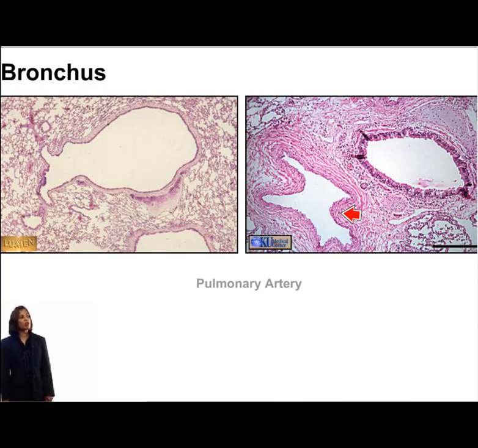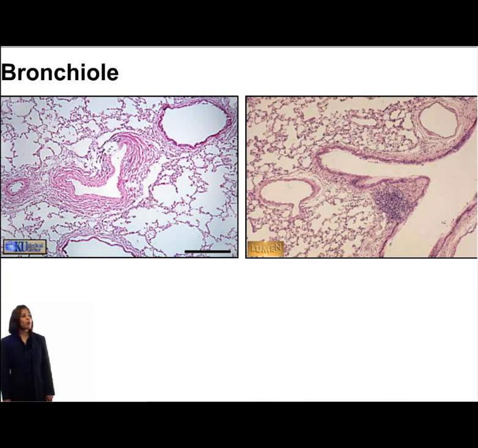Let's now move on to a bronchiole, and we identify it as a bronchiole when there is no cartilage at all. Now you see an uninterrupted lumen lined by epithelium. And on the right image, you are also seeing a lymphatic nodule.